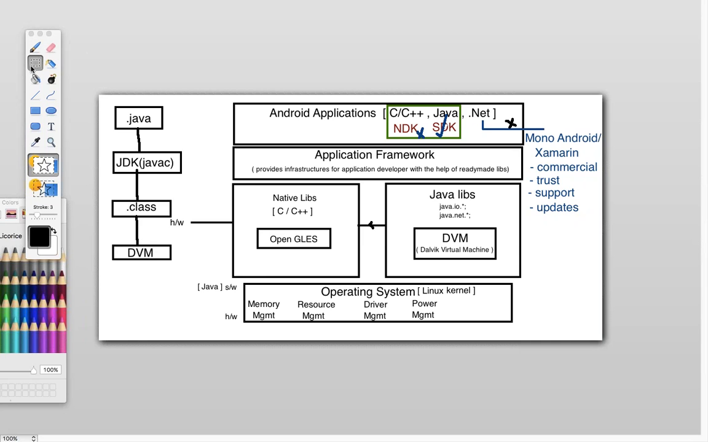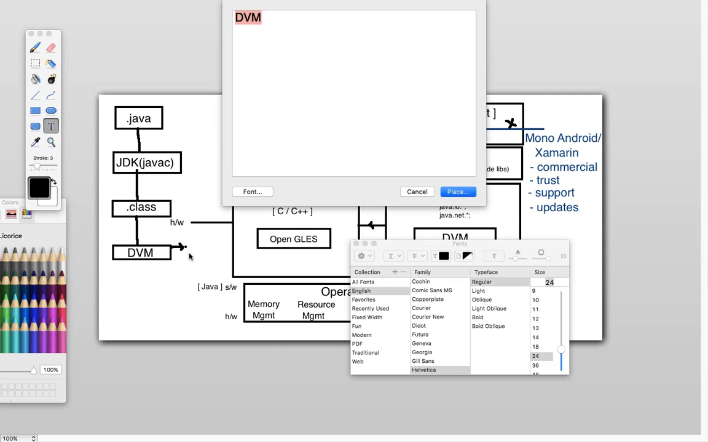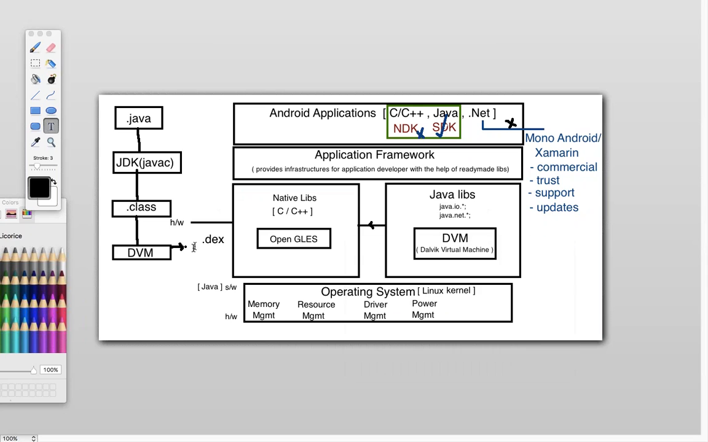First, DVM will convert this Java bytecode into its own understandable format. DVM directly will not execute the Java bytecode. First, it is going to convert it into its own bytecode format called .dex. DVM will convert it into its own bytecode format called .dex. Then it will execute the .dex file.